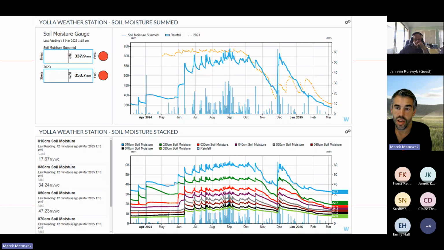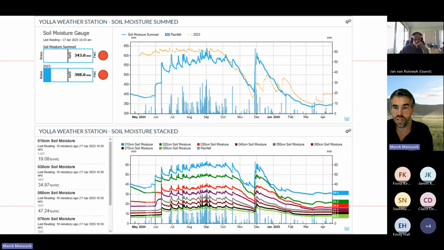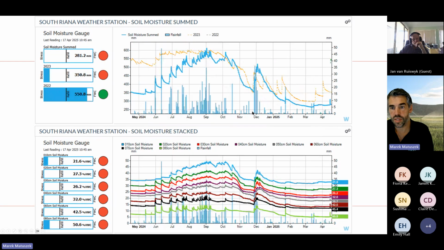If we go a bit further east to Yolla, we can see here we're fairly similar. Just again, that autumn rain that fell there was hopefully something that we can replicate in the next week. South Riana, same situation. We're sitting a little bit drier. We've had a little bit of rainfall in the last week that came across, but this soil just dried out and we're starting to get some preferential flow. So in terms of any stored subsoil moisture, stored moisture within the root zone, I think we've probably missed that point, and any rainfall that we get now will probably start to look at part of our winter refill.